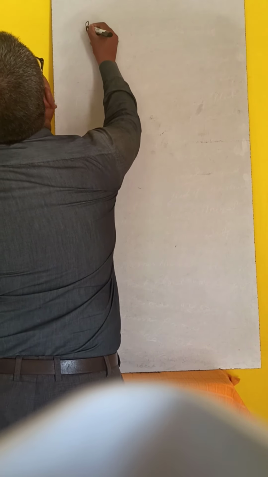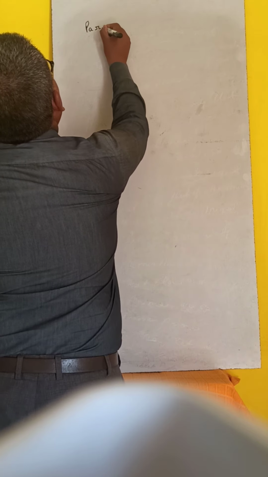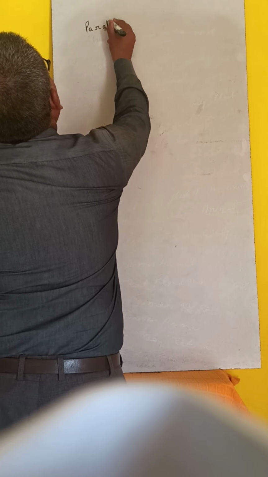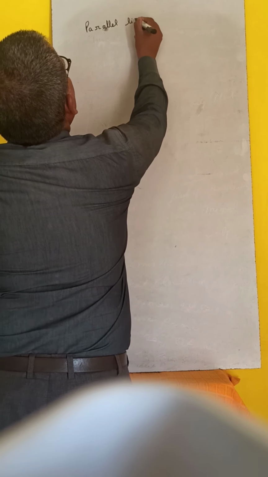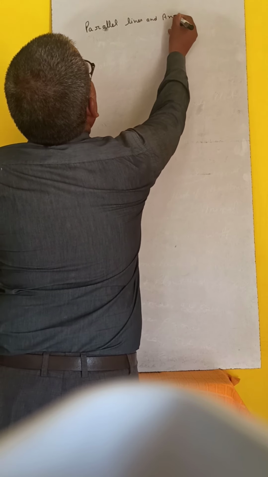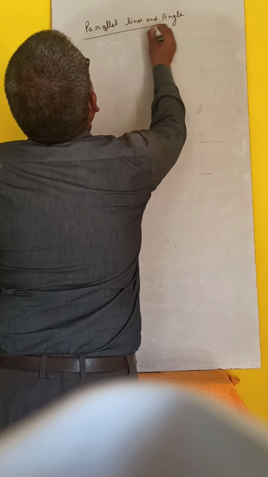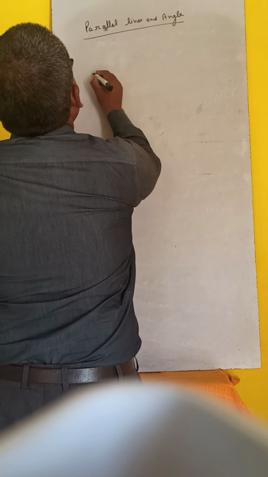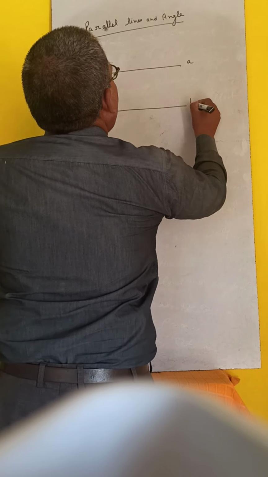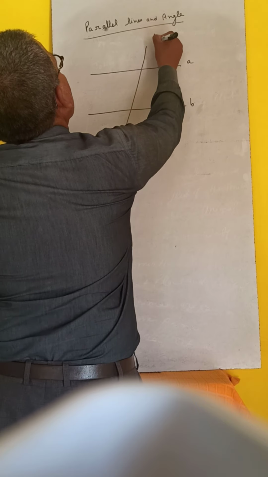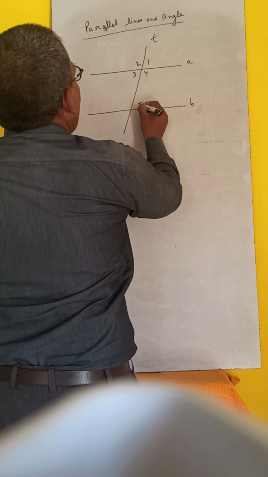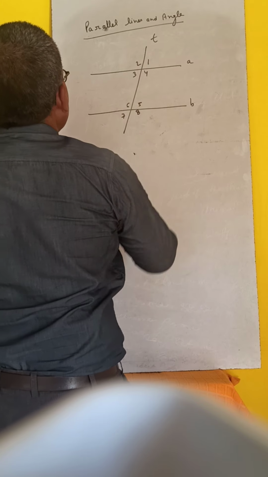Parallel lines and angles. All of you see here, when two parallel lines A and B are intersected by a transversal T, they form angles 1, 2, 3, 4, 5, 6, 7, 8.